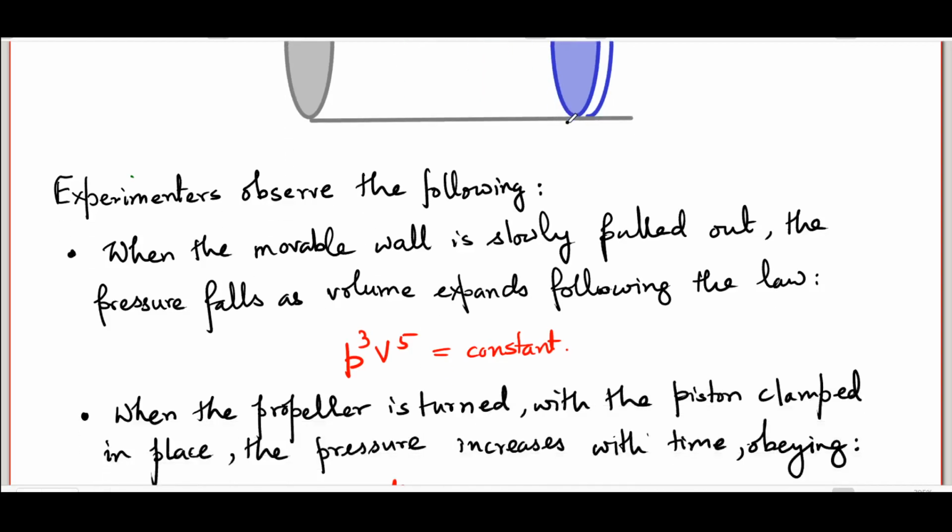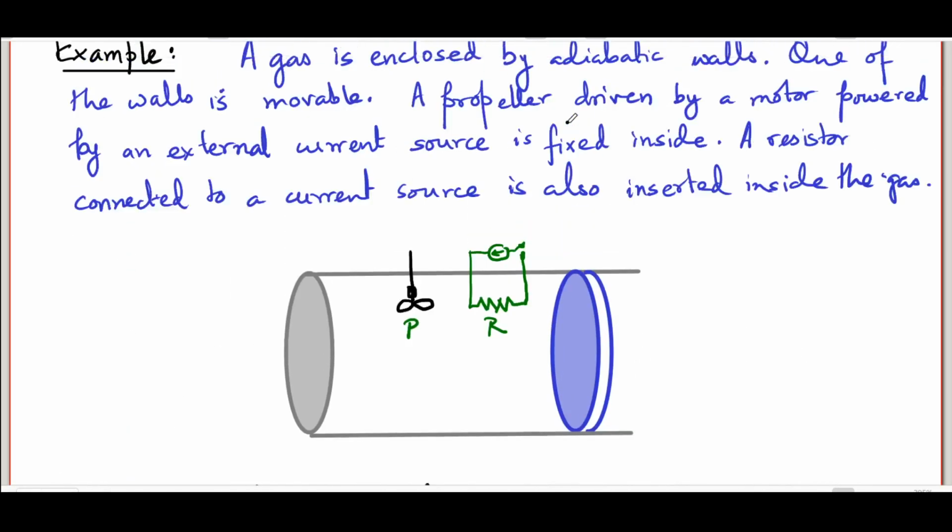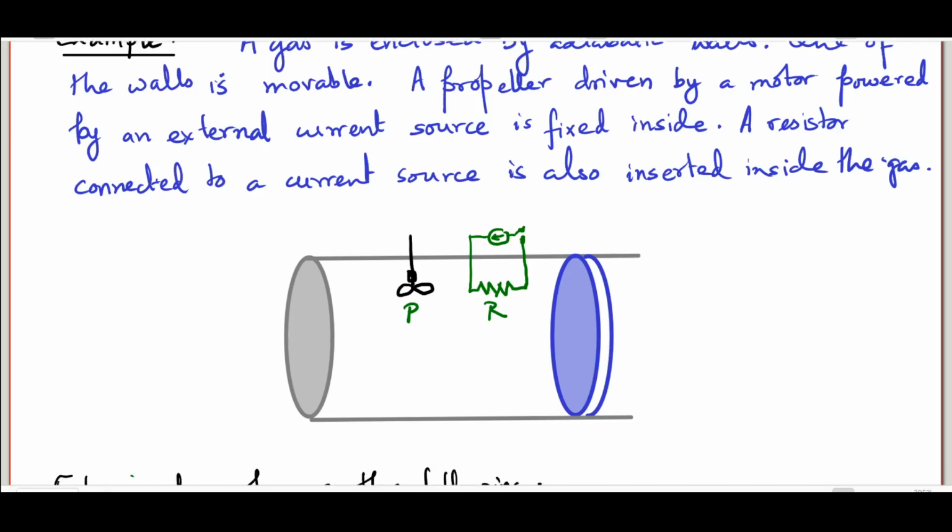Now, another way of doing adiabatic work on this system would be by turning the propeller while keeping the resistor switched off as well as the movable wall here fixed. So the wall has been clamped. Now the propeller is being turned.